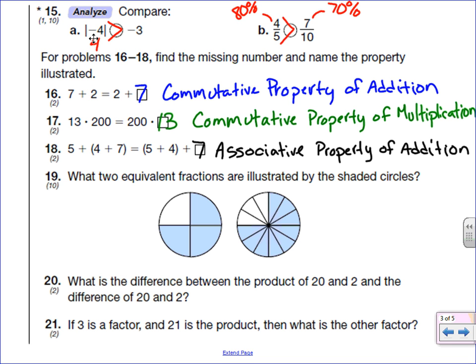What two equivalent fractions are illustrated by the shaded circles? Well, this fraction here, 3 of the 4 are shaded, and this fraction here, 9 of the 12 are shaded. So what it's telling you is that 3/4 equals 9/12.